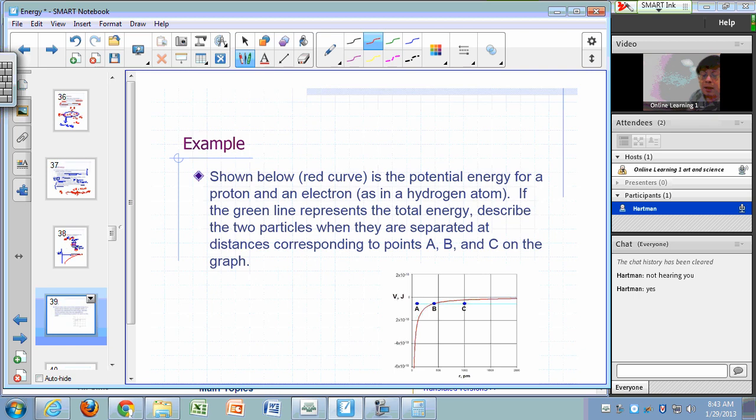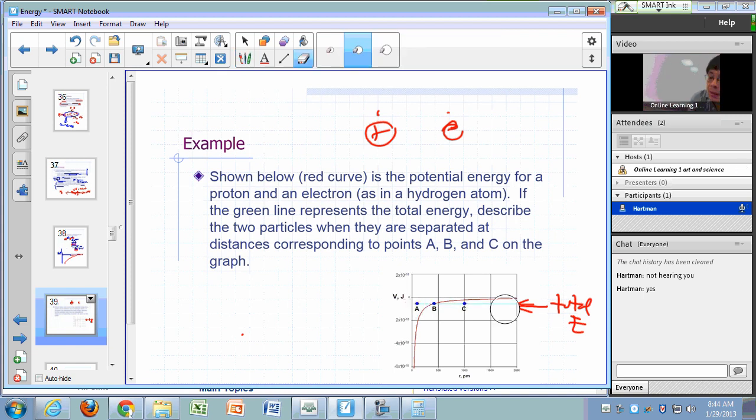All right, so here's the potential energy curve between a proton and an electron, this red curve right here. Let's see what happens. You know that a hydrogen atom has a proton and an electron, right? Let's say this green line right here is the total energy. You'll notice, regardless of how far the electron and the proton are from each other, the total energy must remain the same. So let's say this is the total energy right here.